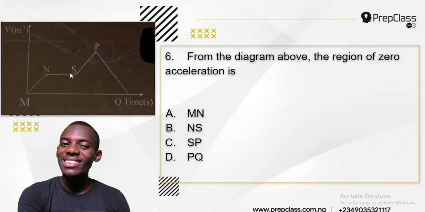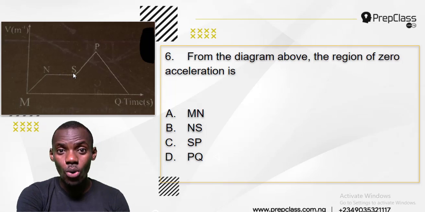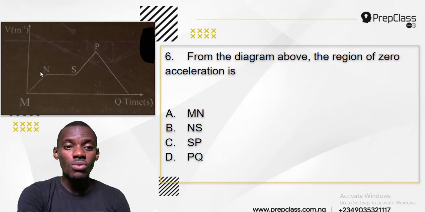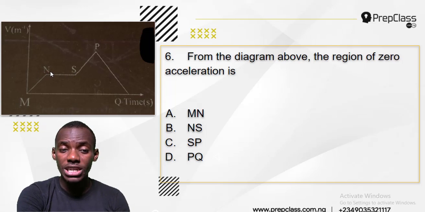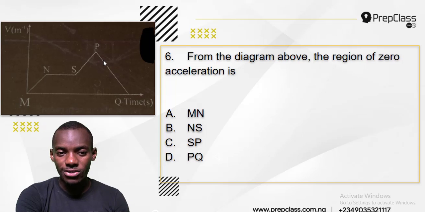So it is not accelerating at this point. It is at zero acceleration. And that is what we call constant speed or constant velocity. See, it is moving constantly. Then when it got to S, it began to accelerate again, faster and faster. It came to P, then it started going down and getting slower and slower until it stopped.